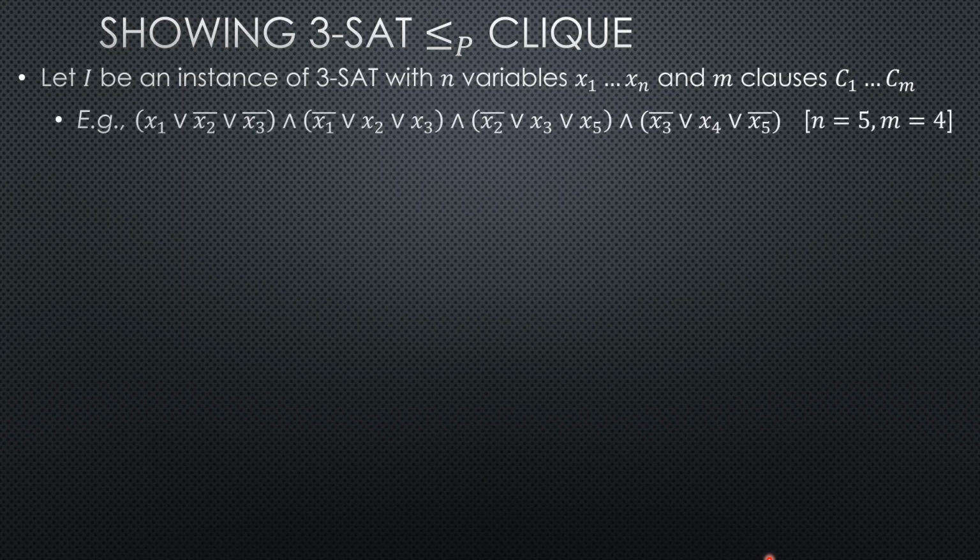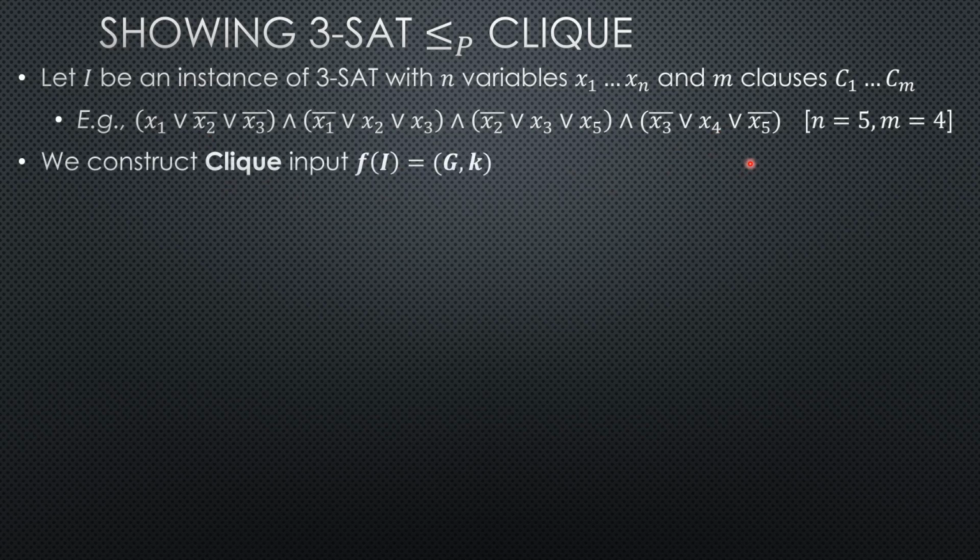For example, here is a 3-sat formula with 5 variables, x1 to x5, and 4 clauses. The first clause is x1 or not x2 or not x3. If x1 is true, this clause is satisfied. If x2 is false, this clause is satisfied. If x3 is false, this clause is satisfied. Here's another clause with not x1, x2, x3. If any of those 3 literals is satisfied, then the whole clause is satisfied, and we have the conjunction of all of these clauses. To make the whole formula true, we have to satisfy every clause, which means satisfying some literal from each clause.